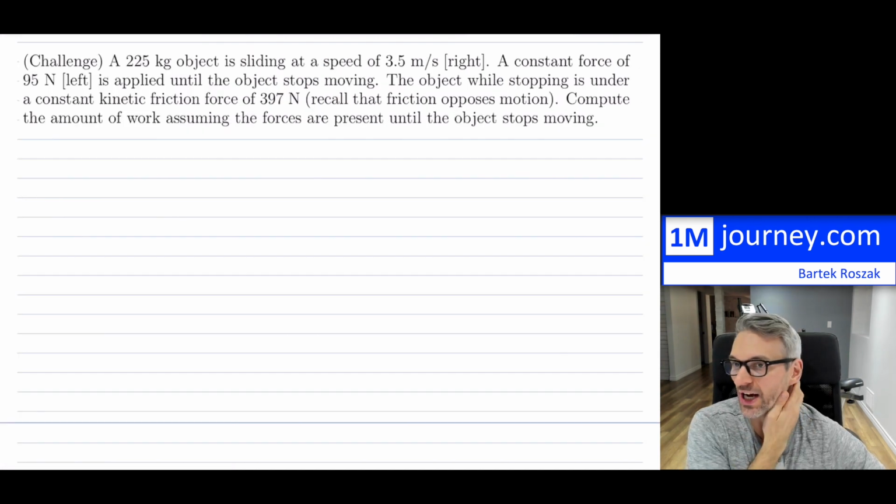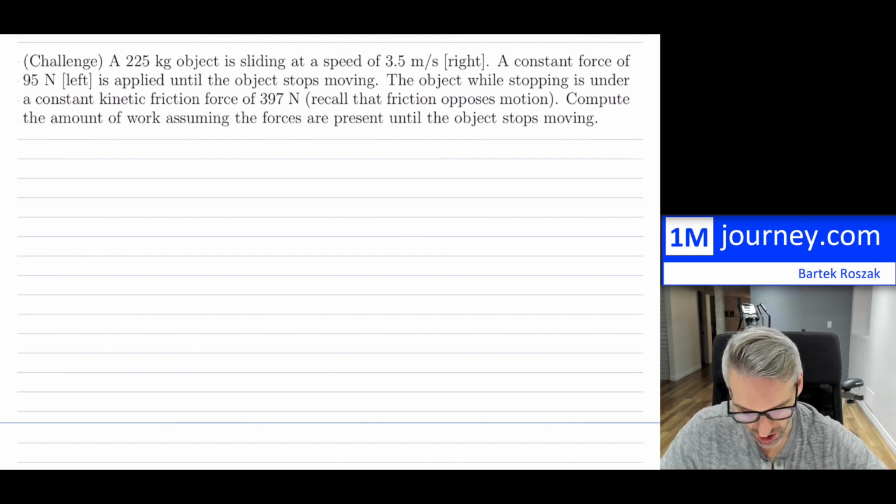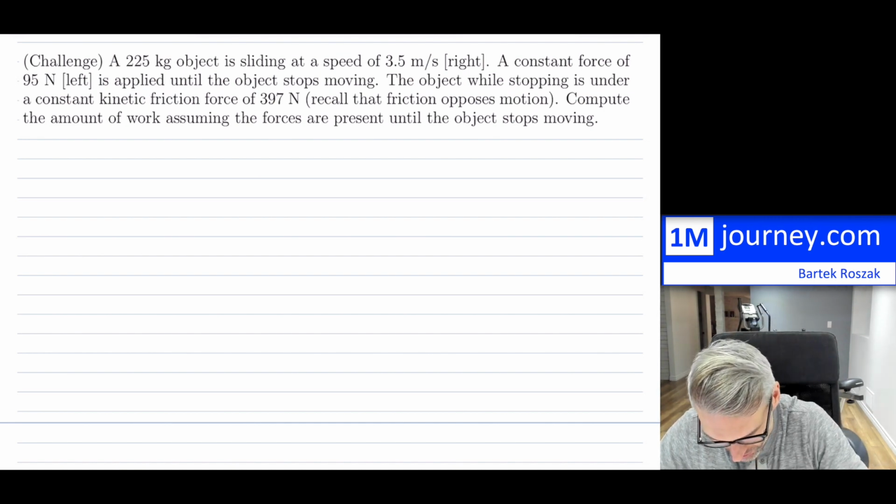Here's a nice challenge example with regards to work. This one isn't as common, so let's take a look and try to break it down and solve it.